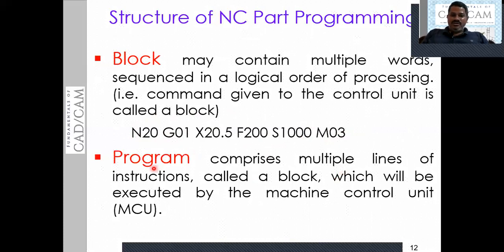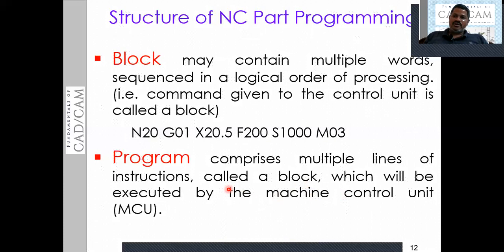So now this tells us about one block. If we combine a number of blocks together, we get one program. As you can see here, a program consists of a number of lines, in turn blocks, which will be executed by the machine control unit. One block of statement, or one command, will be read by the machine control unit. In turn, the machine control will convert that command into a machine-readable signal. According to that, the machine is going to perform the work.